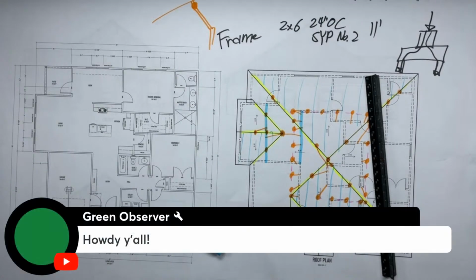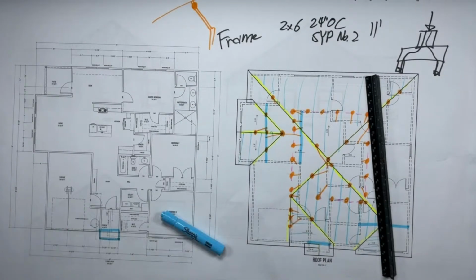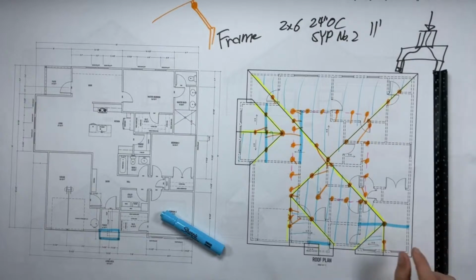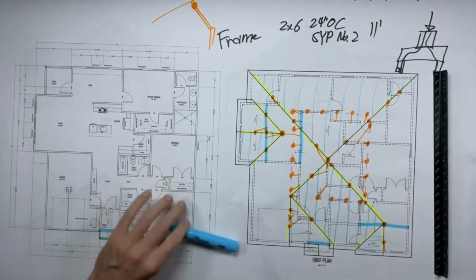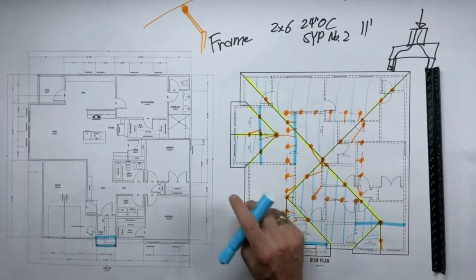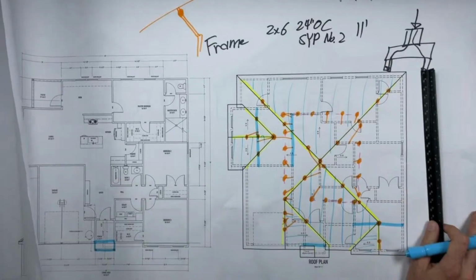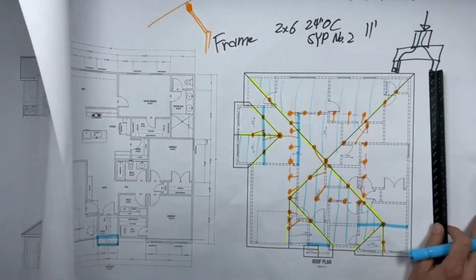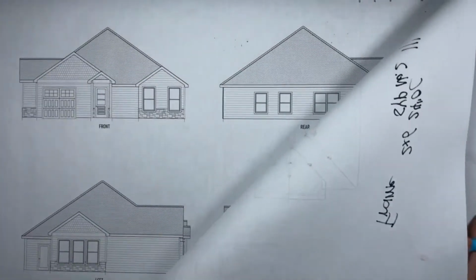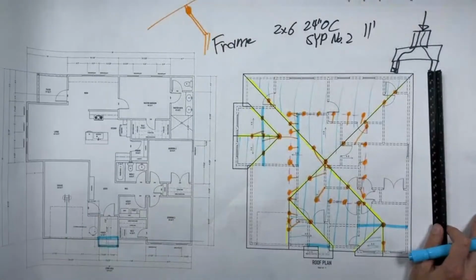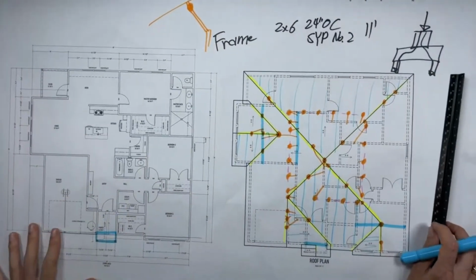Shout out to the Green Observer for coming in the chat, hanging out, learning how we frame things. Welcome. This is a spec home that we're currently in the process of designing. The Green Observer is a secret special designer all on his own as well.